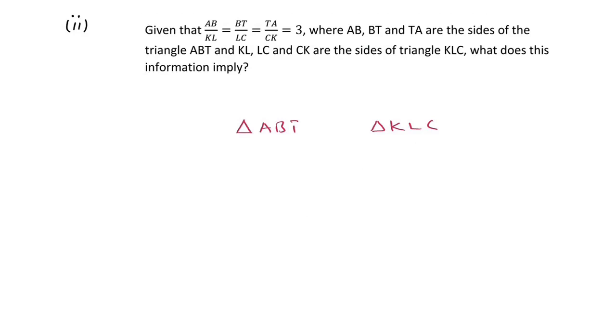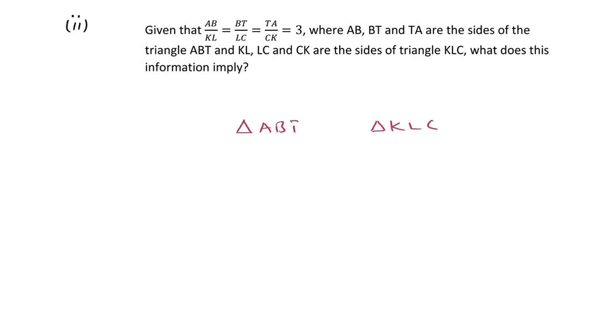Roman 2, given that AB over KL equals BT over LC, which equals TA over CK, which equals 3, where AB, BT, and TA are the sides of triangle ABT, and KL, LC, and CK are the sides of triangle KLC. What does this information imply?